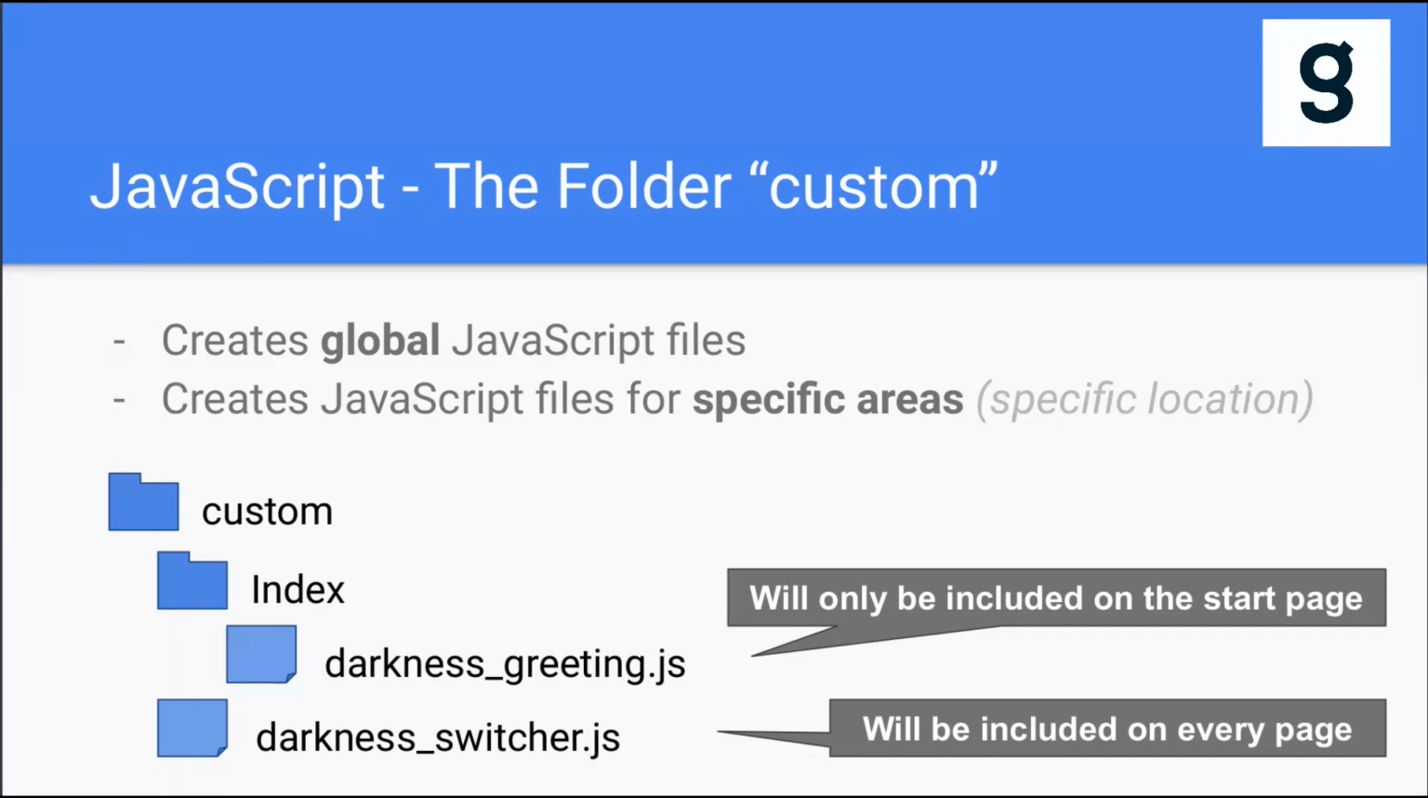You can either create global scripts or specific area scripts. To create a global script, you can just create a new file in the custom directory. For specific areas, there's another mechanism. For example, we want to create a JavaScript file that's only included on the first page, on the start page. We can create a new folder called index and just place our JavaScript file into that folder. And we can rename it to cart instead of index. And then the JavaScript file will only be included on the cart page, and so on.